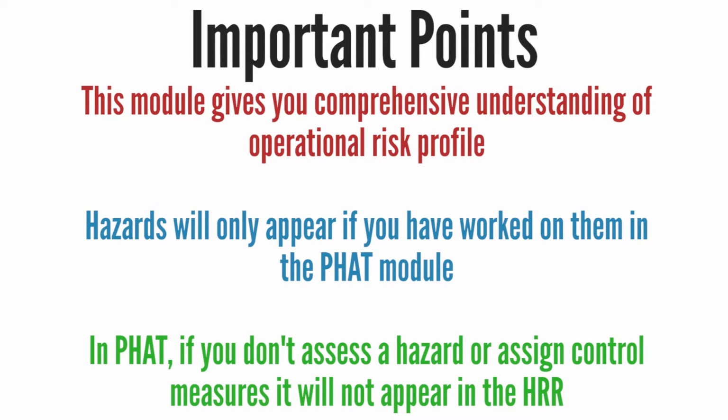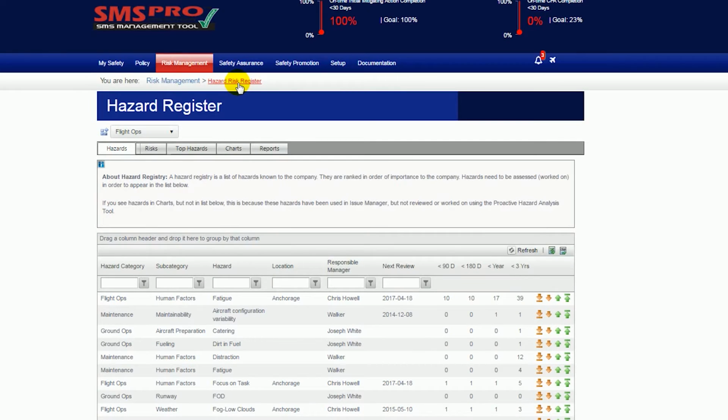One important thing you have to keep in mind is that a hazard will only populate here if you have worked on the hazard in the PHAT module. Now there are 5 tabs.